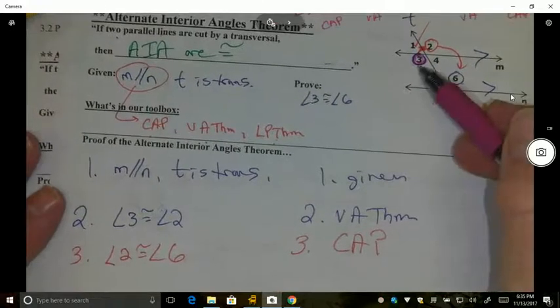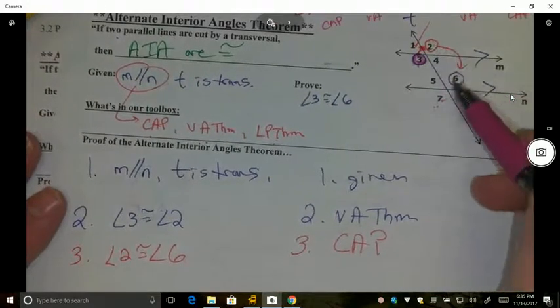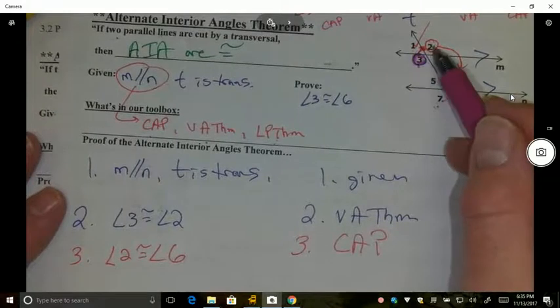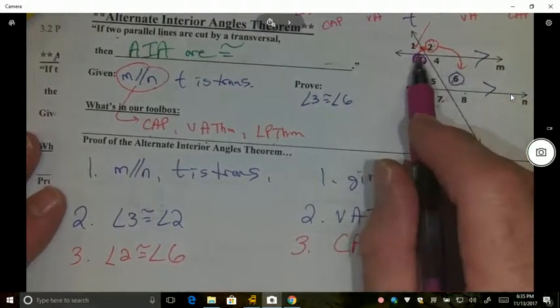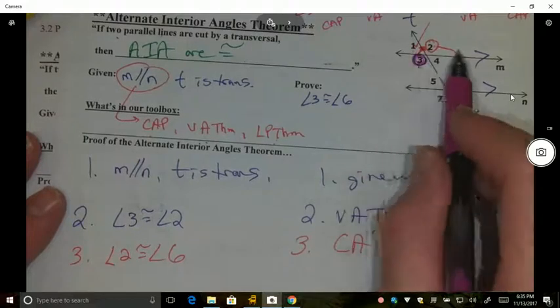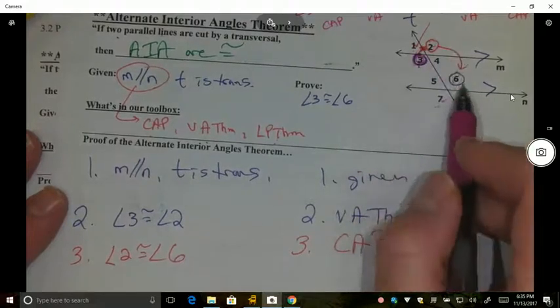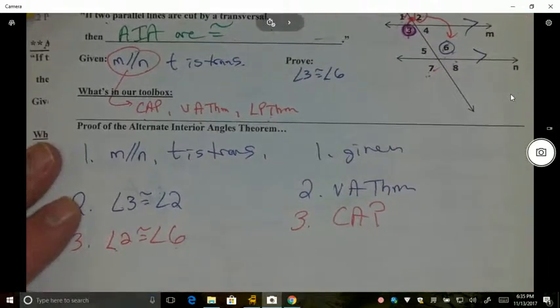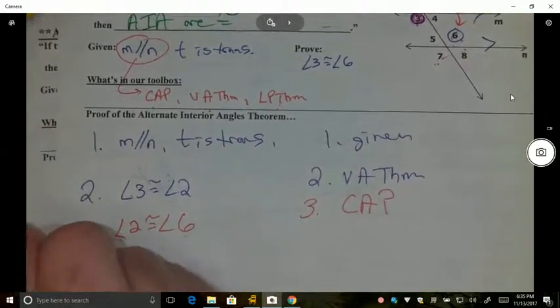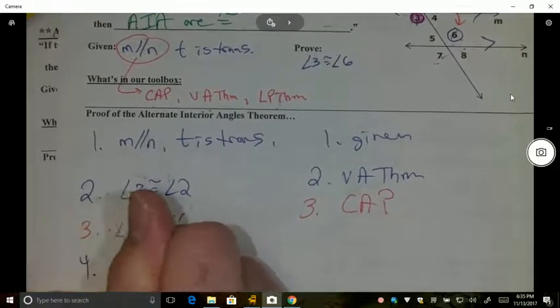Well, now we started at 3, we went to 2, and now we're at 6. So we've established a way from 3 to 2 and 2 to 6, so we've gone from 3 to 6. This is like taking a mode of transportation. 3 is congruent to 2, and 2 is congruent to 6. So angle 3 is congruent to 6.